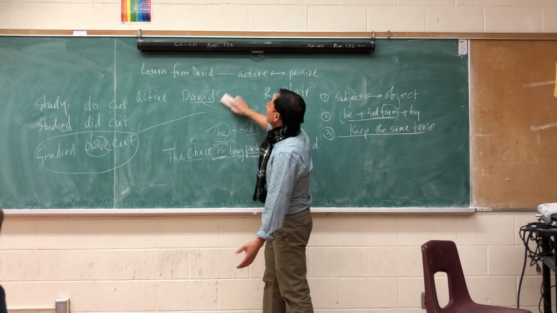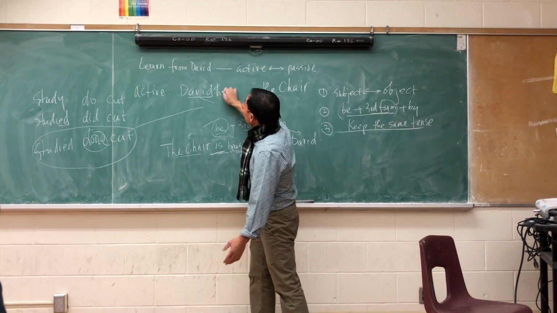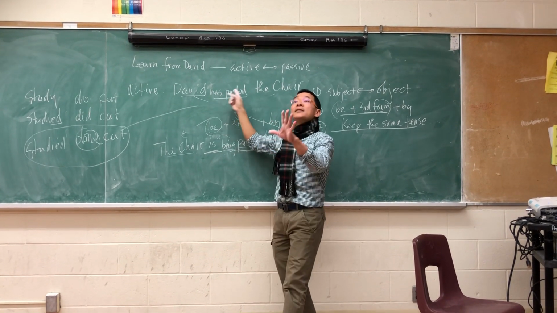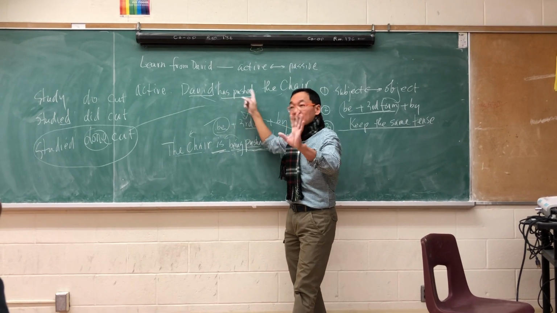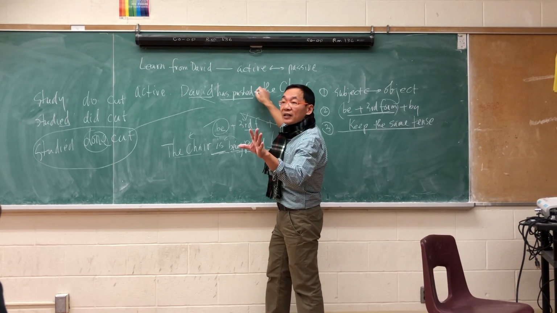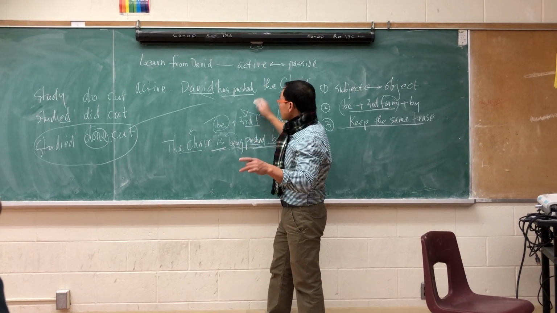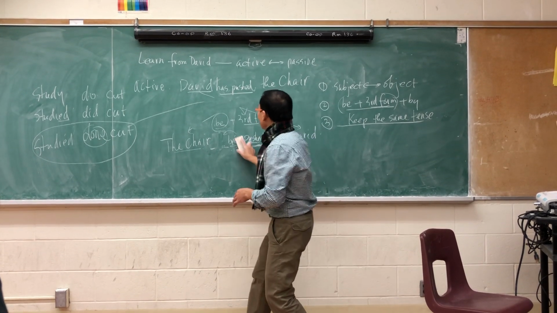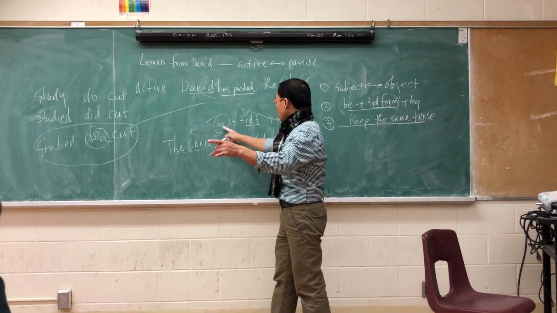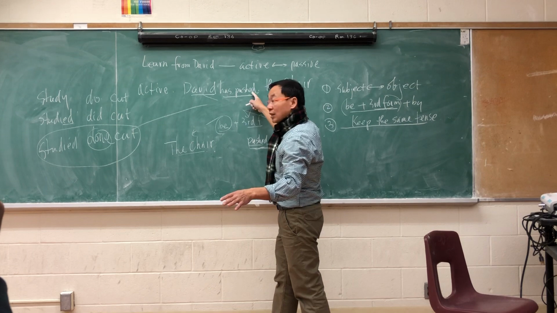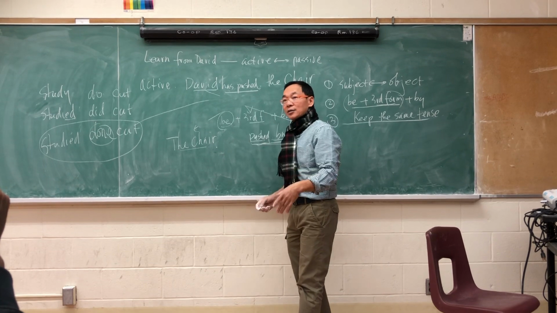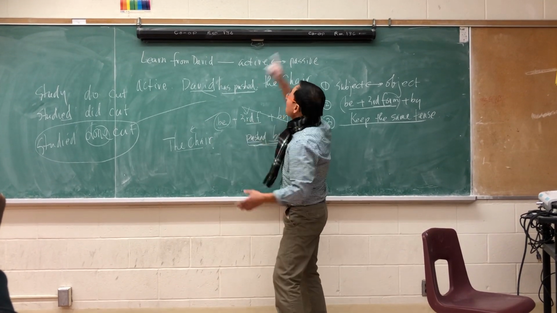Now, here is another one. If I change to David has pushed the chair, this is called present perfect. Present perfect means has, have, plus the third form. Again, if this is the third form, you have to change too. Just like ing, you have to use being. But this is ed. This is the third form. It's not past. This ed is not the second form. The second form is past. But this is the third form.